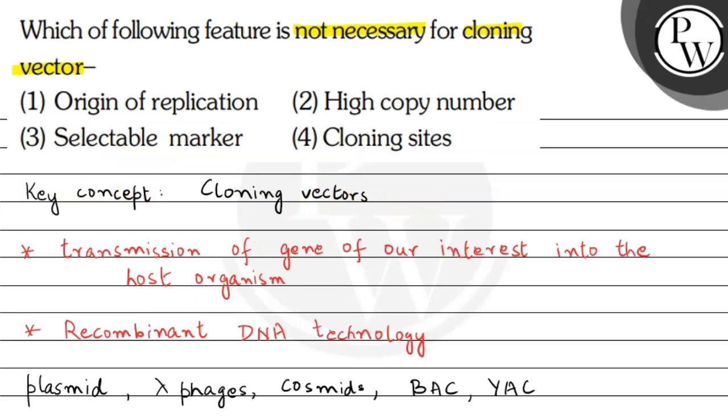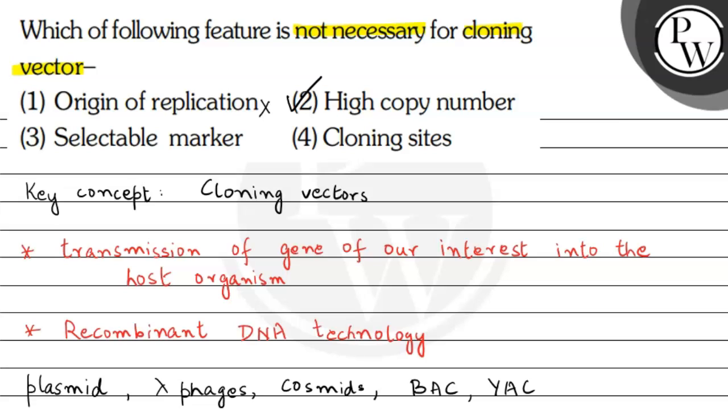So now if we see the options, the first option says origin of replication. So ये option incorrect है because origin of replication is a very important feature and it should be present in a cloning vector. So that is why this is incorrect. Second one is the high copy number. So this is the correct option because this is not a very necessary feature for a cloning vector. So a cloning vector does not have to have a very high copy number. So this is the correct answer.